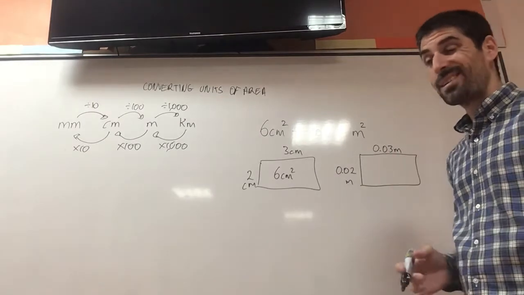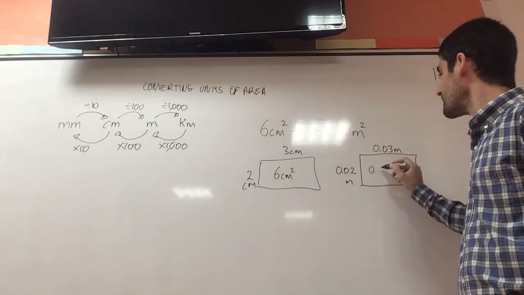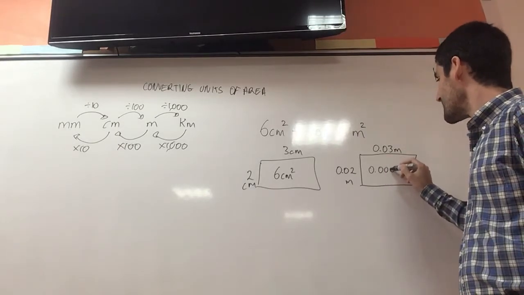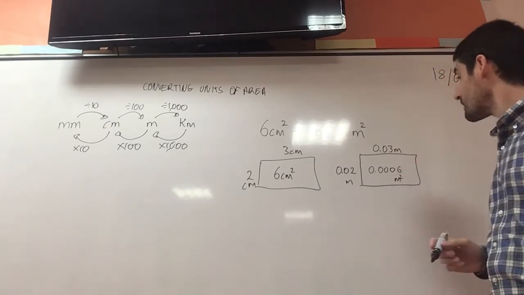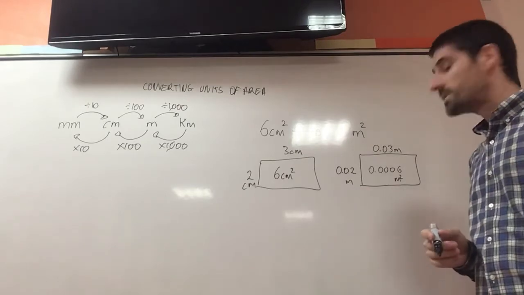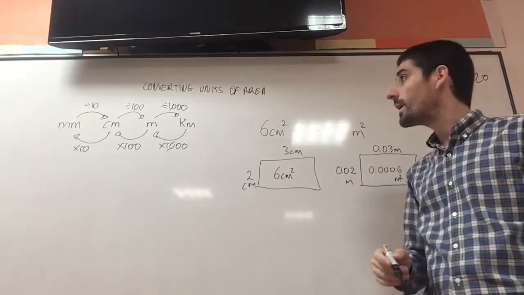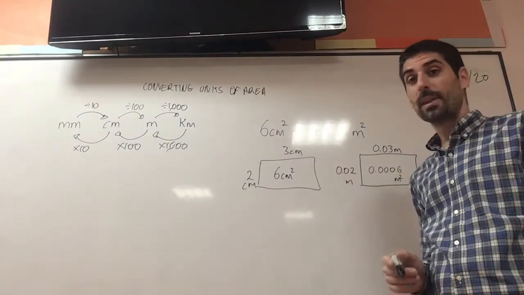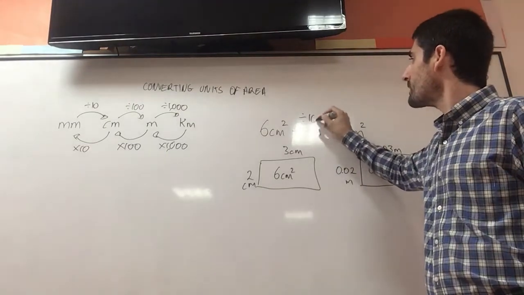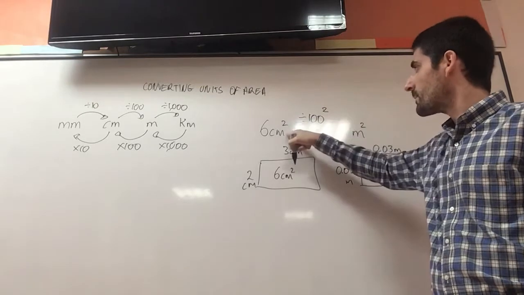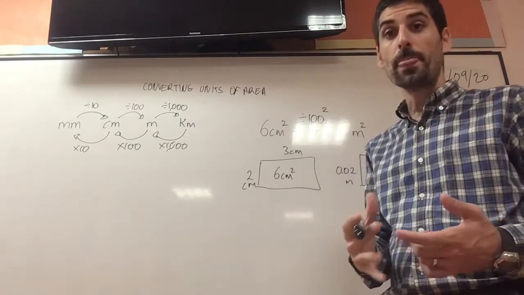If you get your calculator out and do it, it is 0.0006 meters square, I believe. If I haven't done it wrong, that's correct. So it turns out that to go from centimeter square to meter square, I am not dividing by 100, I am dividing by 10,000, or I am dividing by 100 squared because I'm working with units squared. Maybe that wasn't the best example. Let's choose another one and you will see.